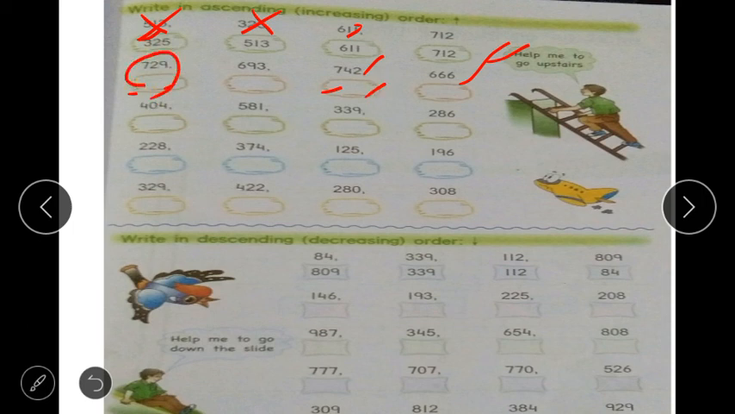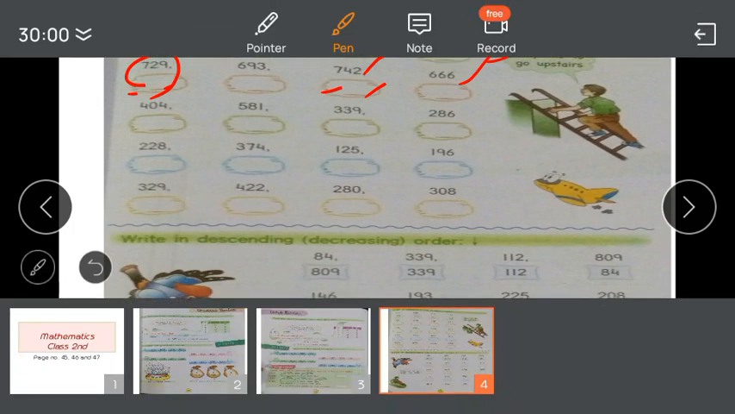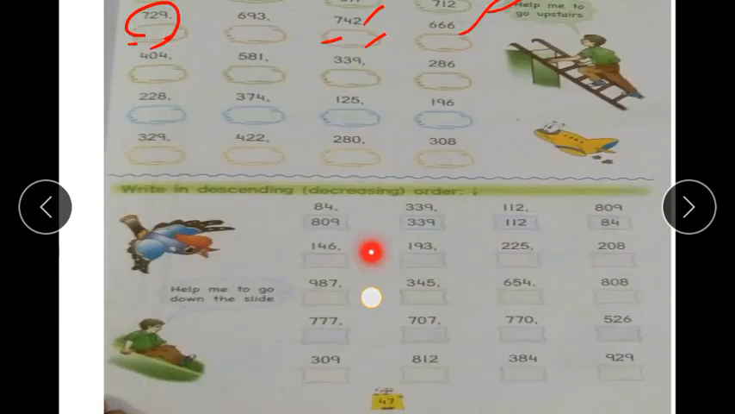Clear? Now next is decreasing order. Decreasing order means big to small. So you have to write the biggest number first, then the smaller numbers. Here the numbers are 84, 339, 112, 809. Among these, which one is the biggest? Here, children, 84 is the only 2-digit number. A 2-digit number is smaller than a 3-digit number. 2-digit number 3-digit number से छोटा होता है. So that will be the smallest number among all of them. वो सबसे छोटा number होगा इन सब में. Now see 339, 112, 809.